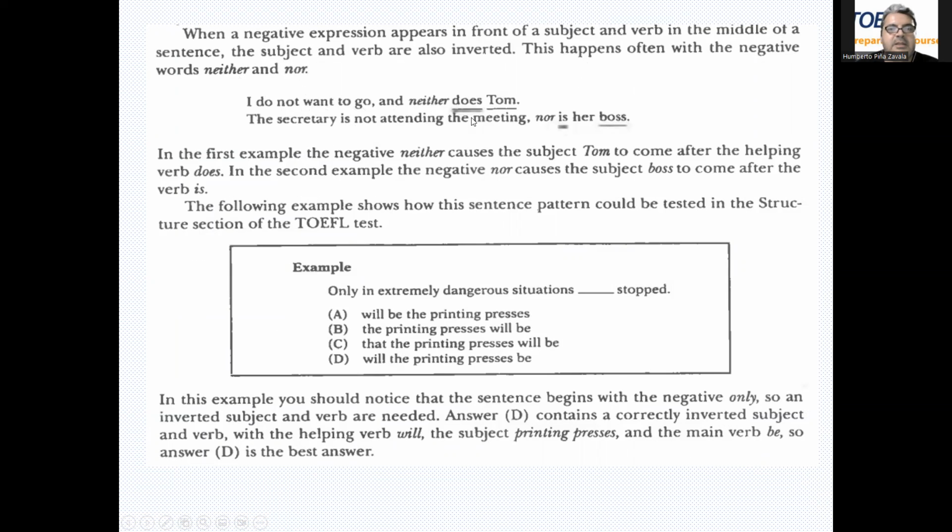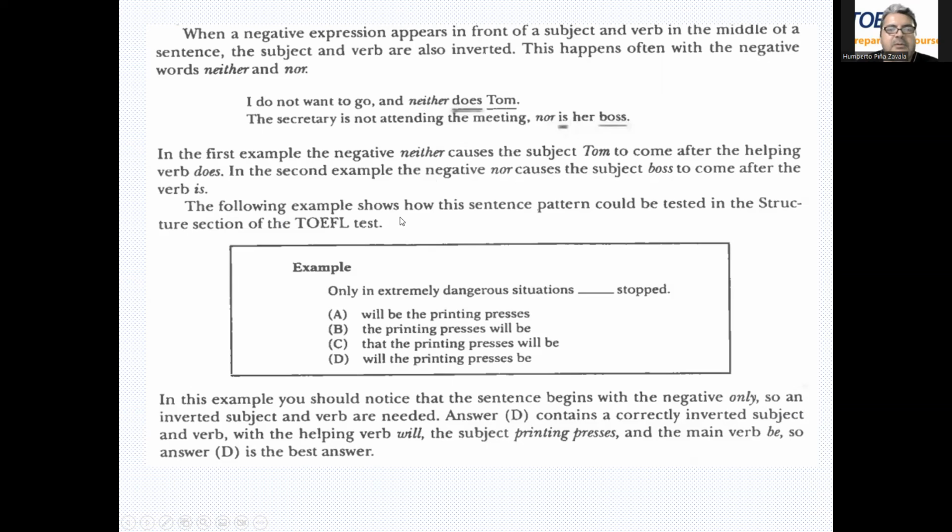The secretary is not attending the meeting, nor is her boss. In the first example, the negative neither causes the subject Tom to come after the helping verb does, the auxiliary verb does. I do not want to go, and neither does Tom. In the second example, the negative nor, which is similar to neither, causes the subject boss to come after the verb is. The secretary is not attending the meeting, nor is her boss.